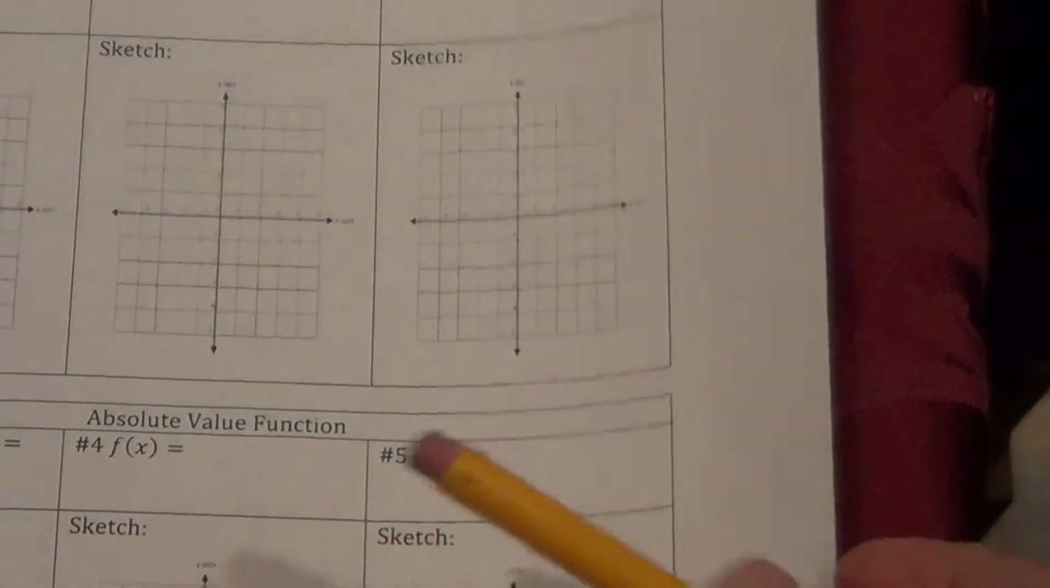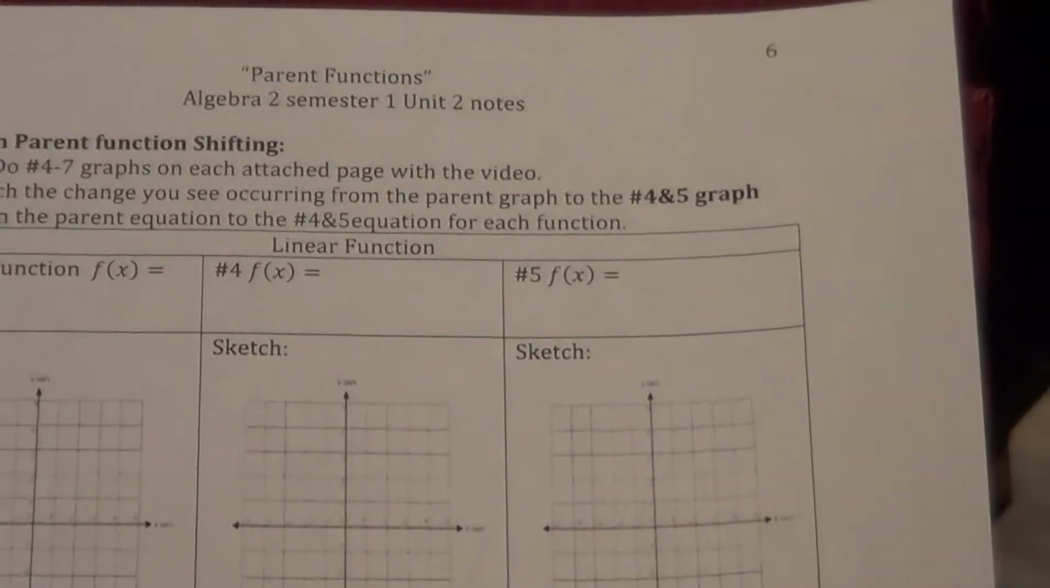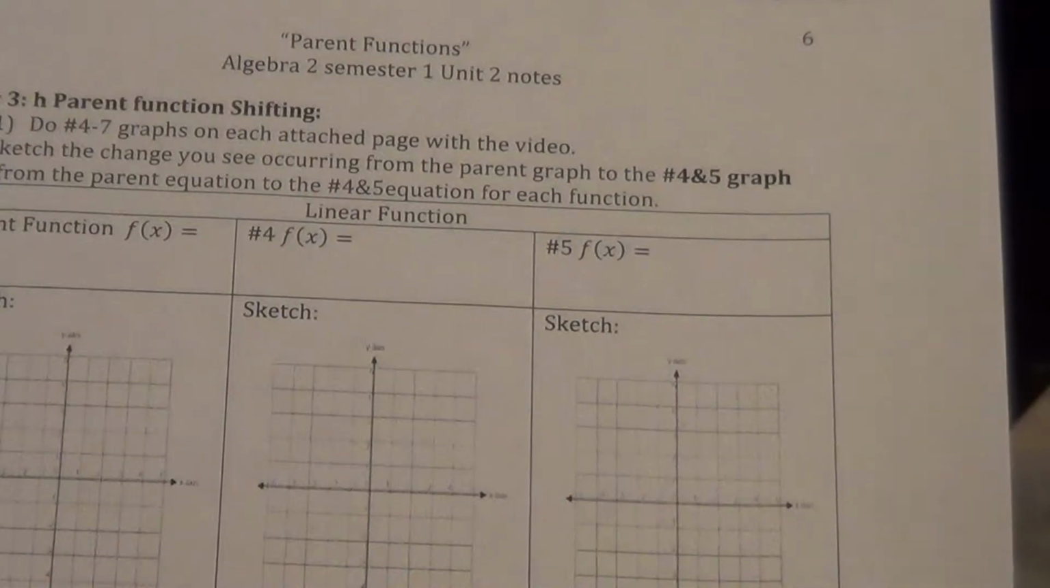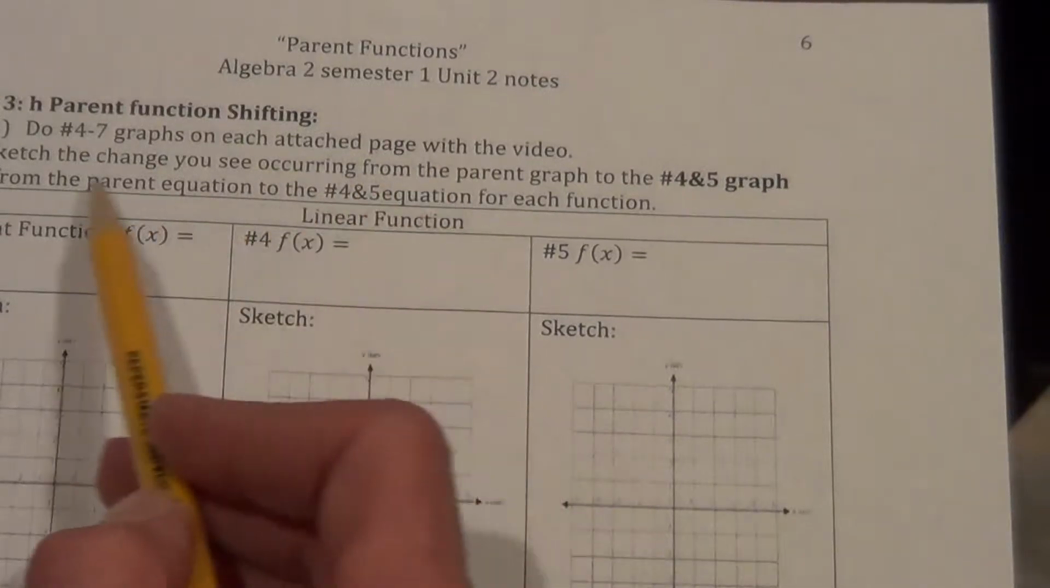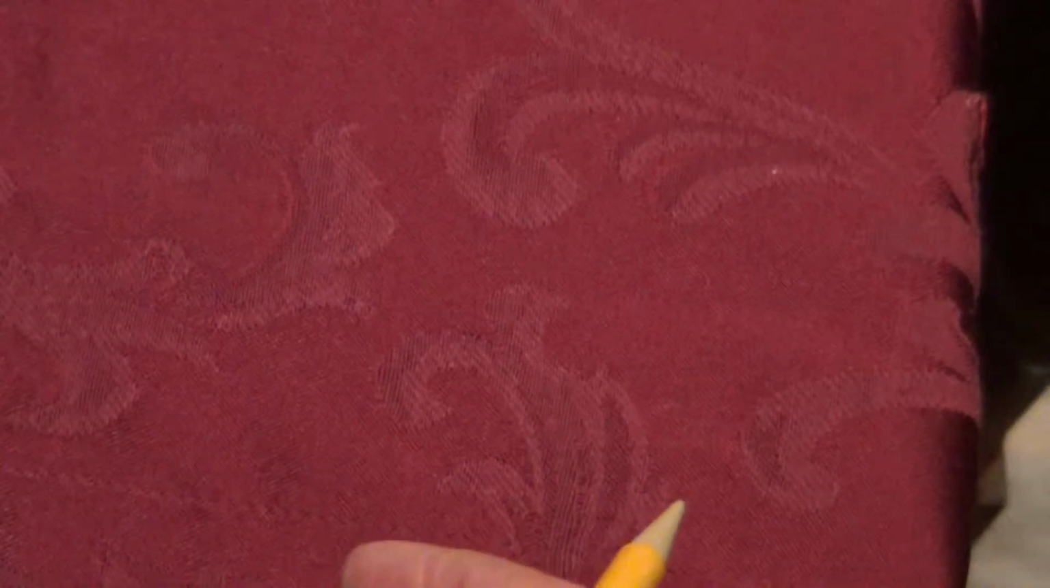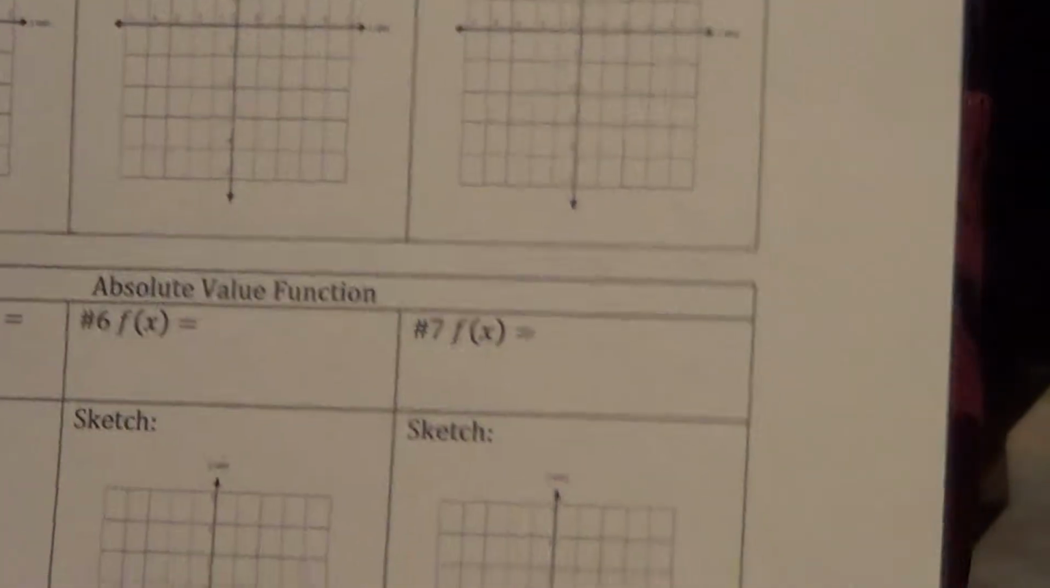In the notes, we're on page 6, numeral 6. It's actually page number 7 if you count that front page. It says to do graphs 4 through 7 on the attached pages with the video. And then in class, you're going to do page 6 and page 7 in a small group format. And then you'll also be doing page 8 and page 9 in a small group format in class. And so let's get these H and K shifts going.